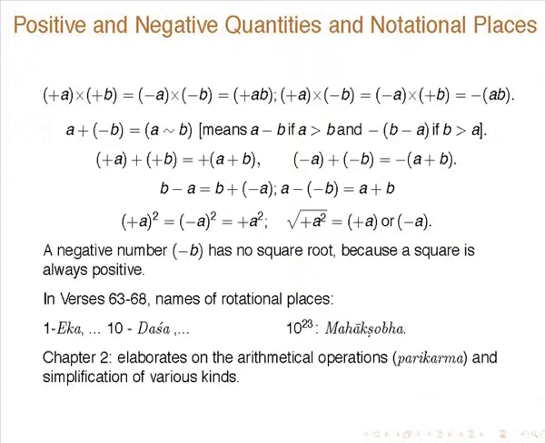And then in the later verses, please, you should remember that verses here do not mean verse numbers 63, 68 in the text; actually various chapters are there and each of them has verses numbered like that. So, he gives the names of notational places, Eka, Dasha, up to Mahakshobha, like that. So, I do not have to go through all that. We have already heard about how various powers of 10 were considered from Vedic times in India. Then chapter 2 elaborates on arithmetical operations, parikrama and simplification of various kinds.